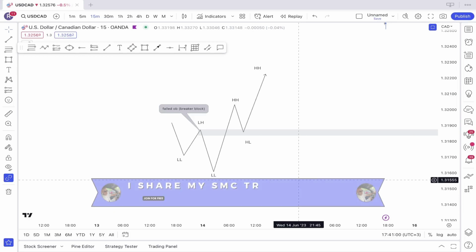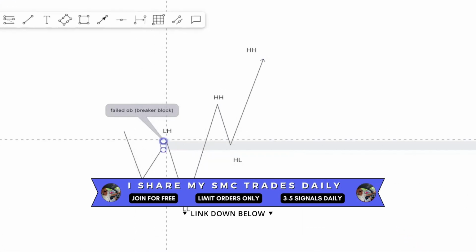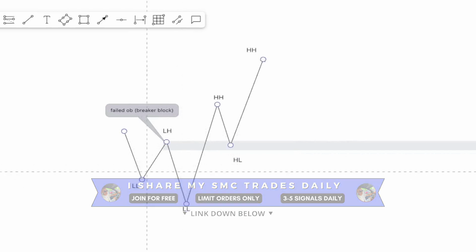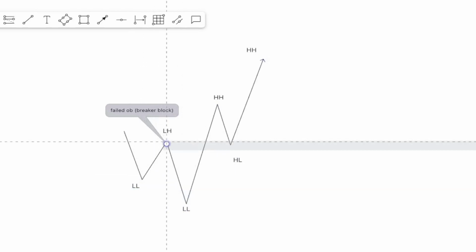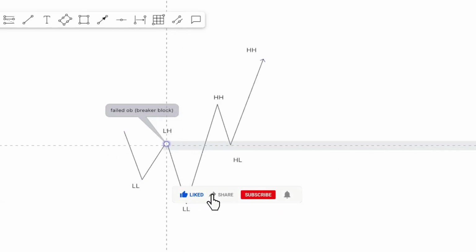We know that when the market is in a downtrend, it moves in a series of lower lows, lower highs, and lower lows. Okay, we create a lower low, then the market retraces, we create another lower high, and then from that lower high, we break structure to the downside and we create a lower low. And right here, we have a supply level or an order block.